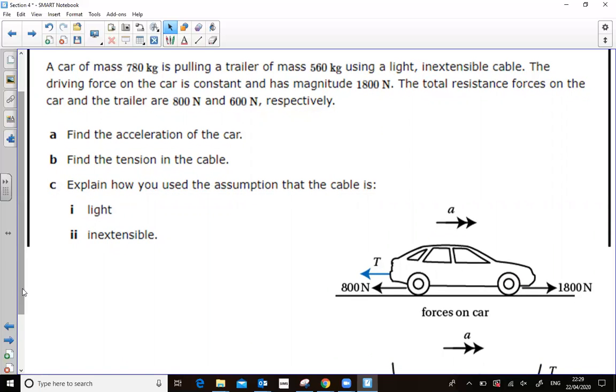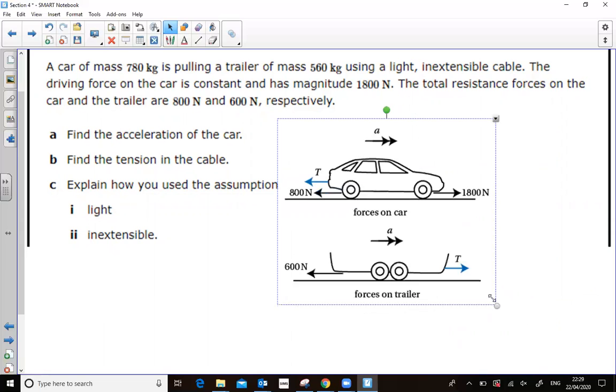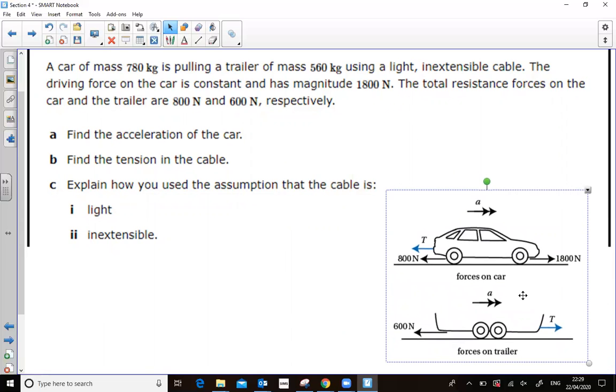Okay, so let's see if we can move the diagram up a bit. Right, so in this example, a car of mass 780 kg is pulling a trailer of mass 560 kg using a light, inextensible cable. The driving force on the car is constant and has magnitude of 1,800 Newton. The total resistance forces acting on the car and the trailer are 800 Newton and 600 Newton respectively. So let's have a look at this diagram.